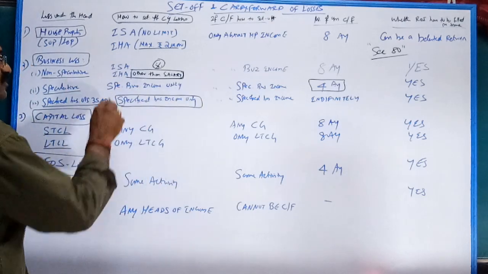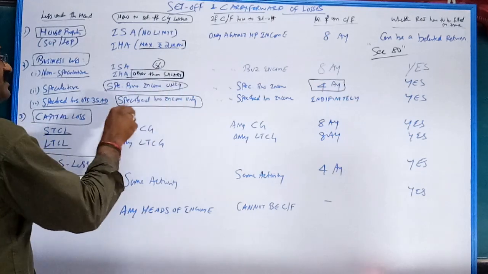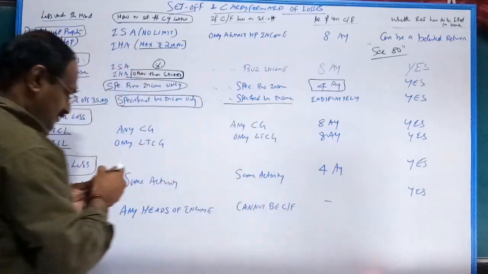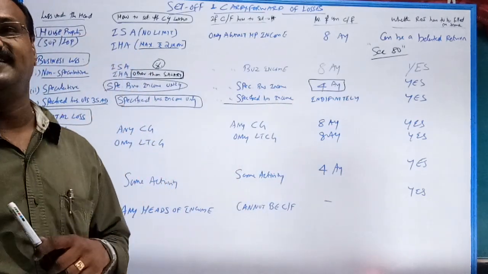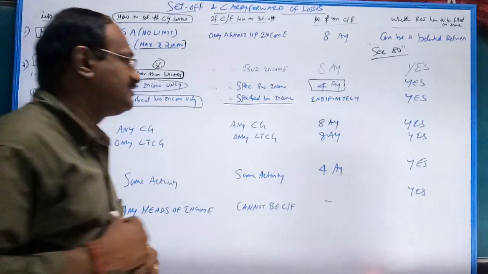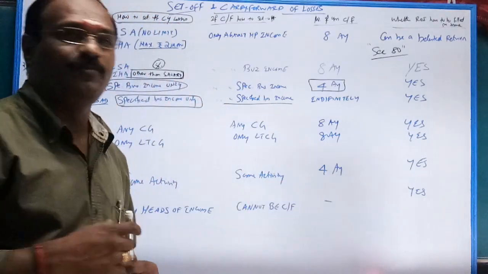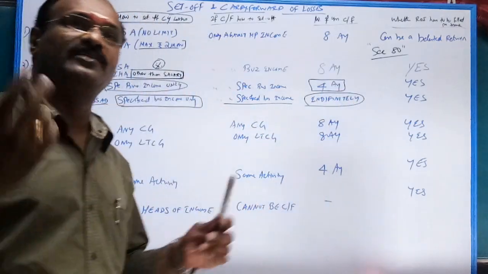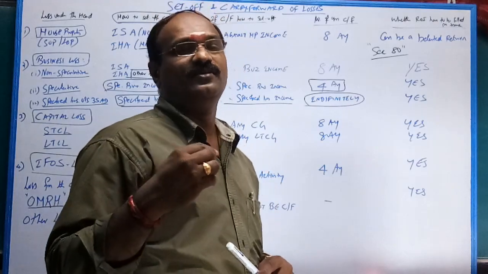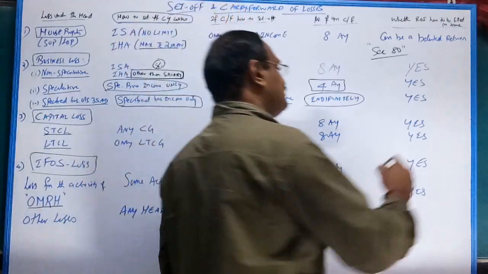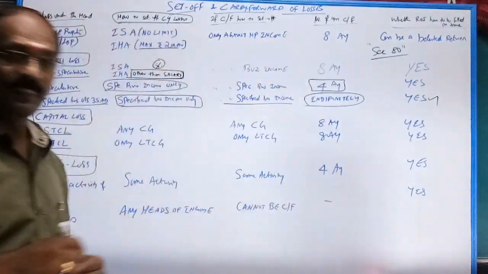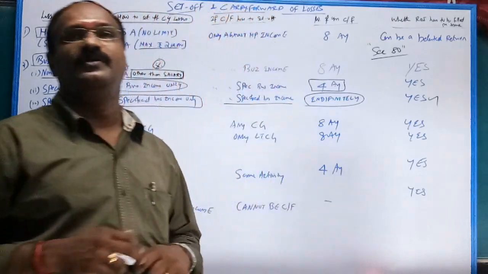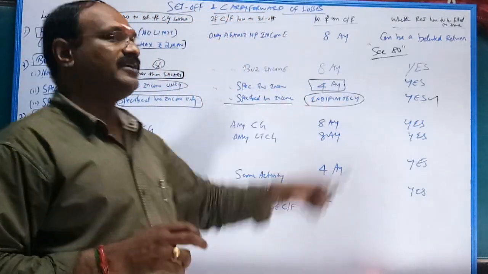Only specified business. Whether it can be carried forward? Yes, but set off against specified business income only. Next, how many years of carry forward? Very important: indefinitely. Any number of years you can carry forward. The only condition is your return has to be filed in time. Answer is yes. Suppose you are unable to file the return of income, then the loss cannot be carried forward.